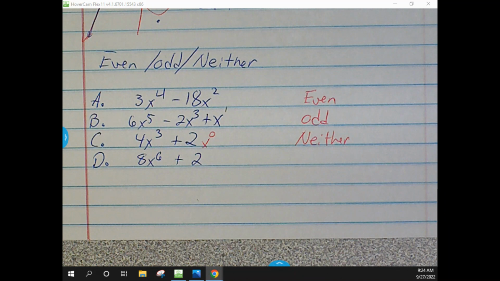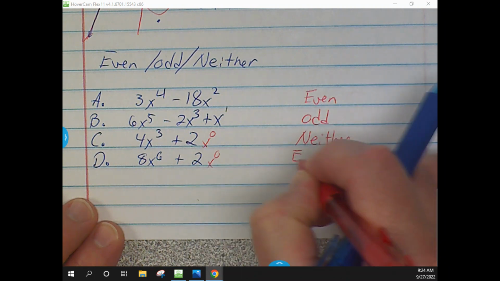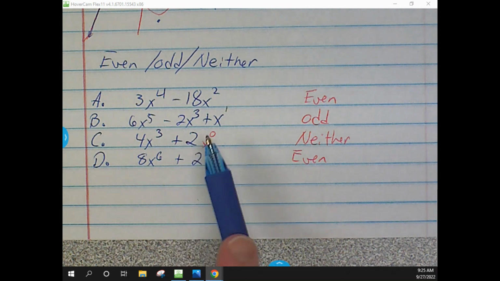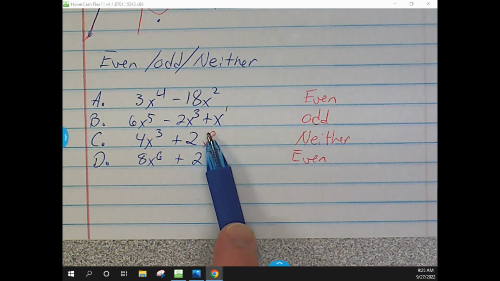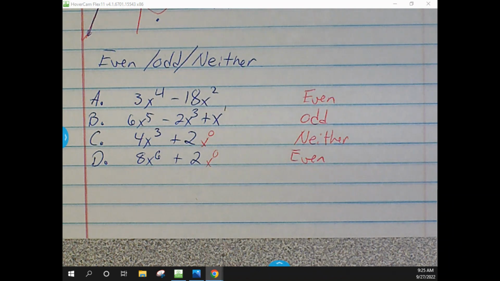So if we have 8x to the 6 plus 2, then we're okay, right? Because x to the 6th is even. Technically, this is 2x to the 0 power. 0 is also even, so in that case, that one would be even. Okay, so that's as far as they go, everything else is really straightforward. Just remember that a constant term is technically x to the 0 power because there is no x there, and 0 is considered an even number.